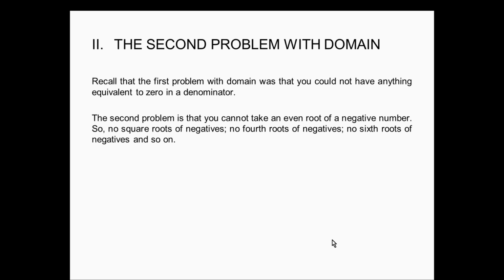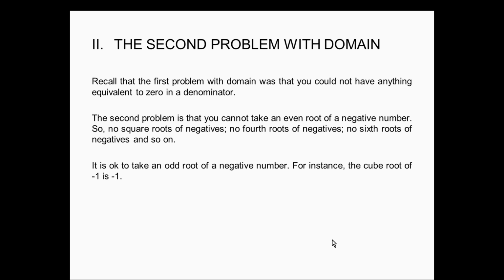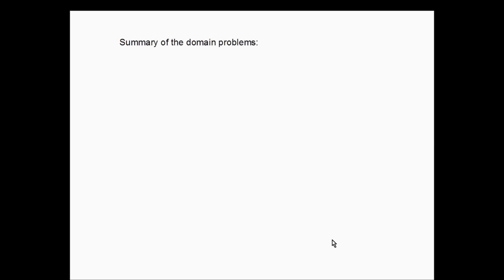We only deal with real numbers. So remember, it's okay to take an odd root of a negative number. For instance, the cube root of negative 1 is negative 1. So our two problems with domain are even roots and denominators. So the summary of the domain problems. This is without going to the special functions, which we will not see until chapter 5.